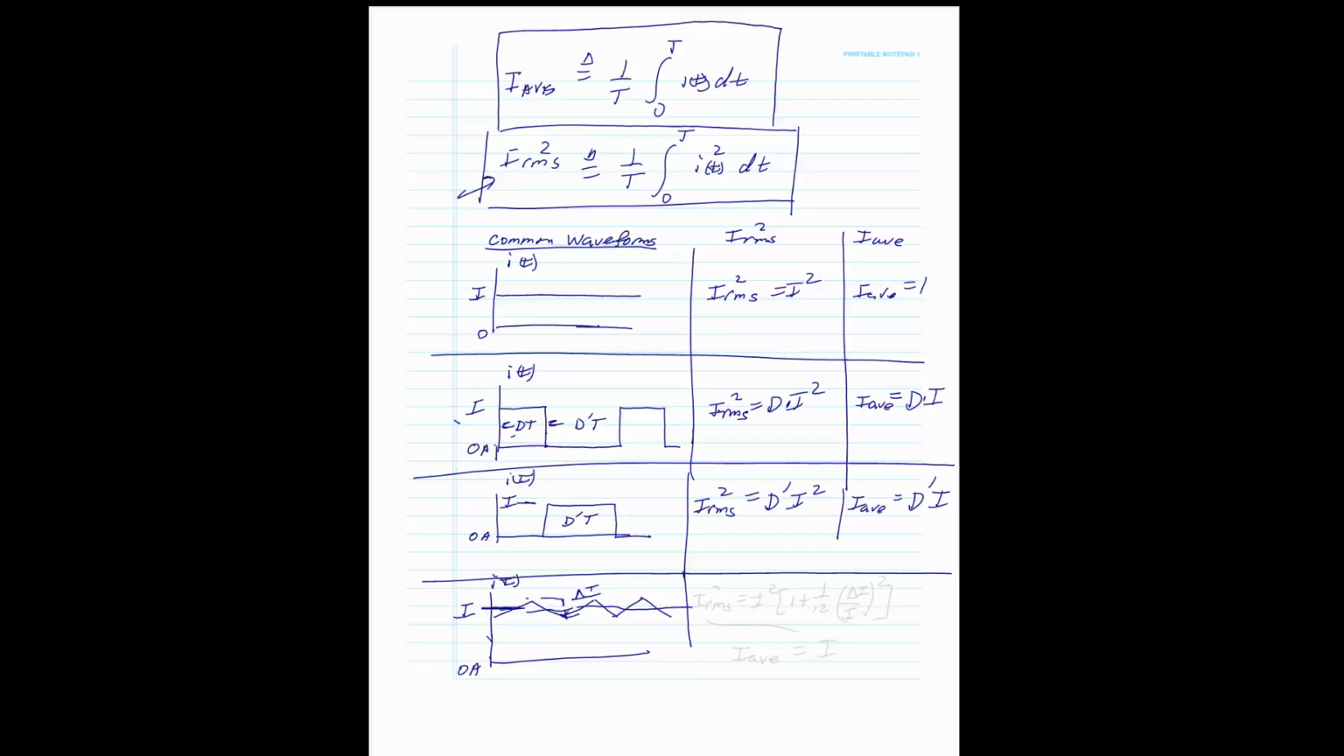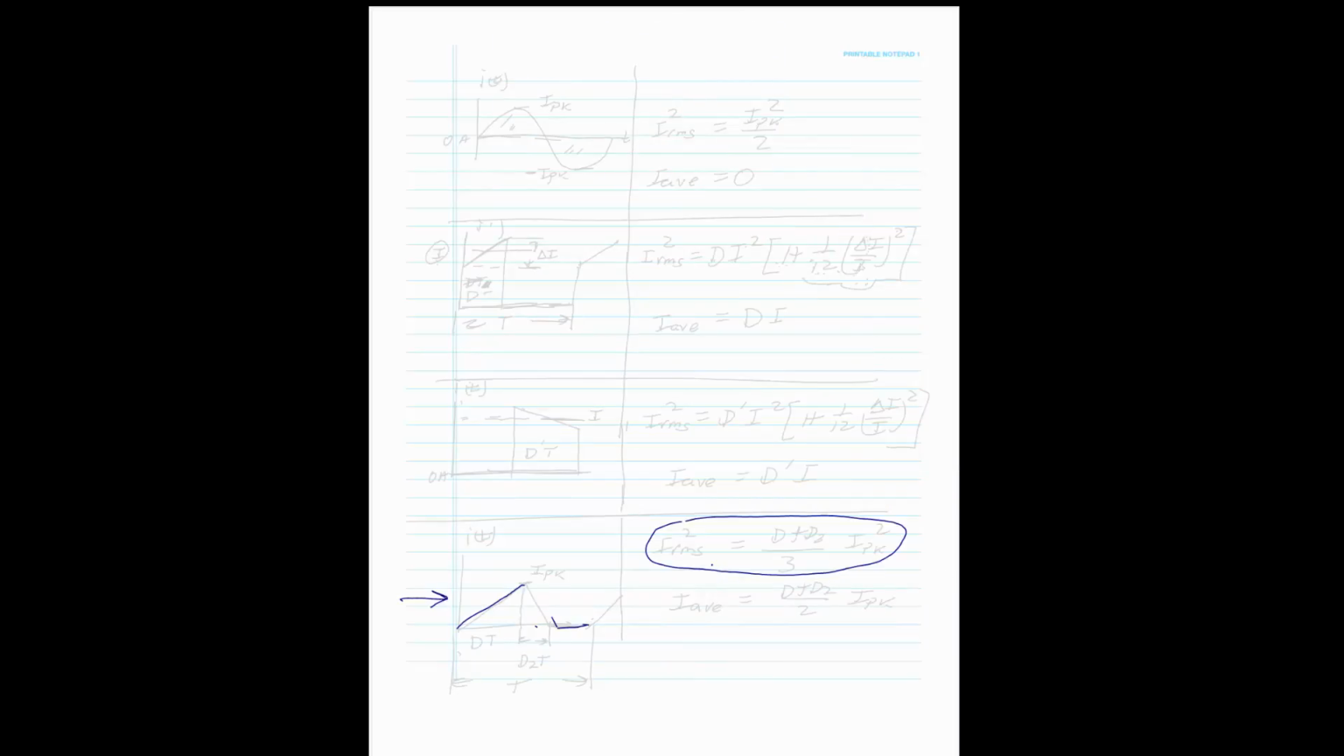Now, the RMS current of this waveform is derived in my appendix, and the RMS current here is actually equal to I squared times 1 plus 1 over 12 delta I over I squared. And that's the RMS. The I average of this waveform is I again. Again, these are derived in my appendix in the book. I'm just giving you all the waveforms.